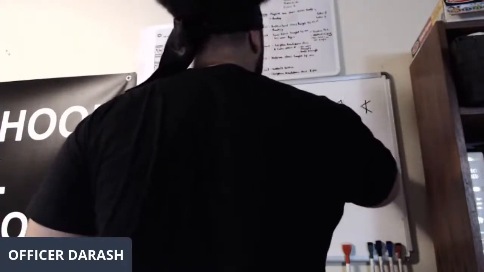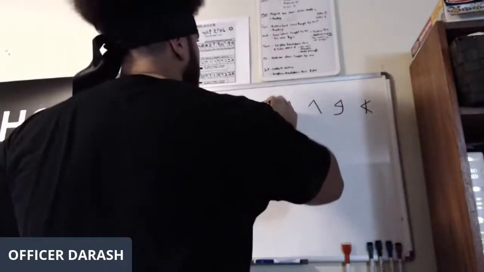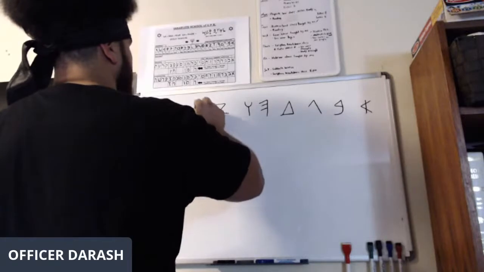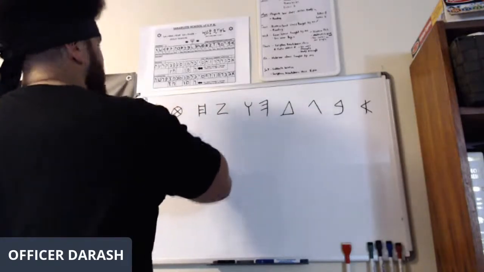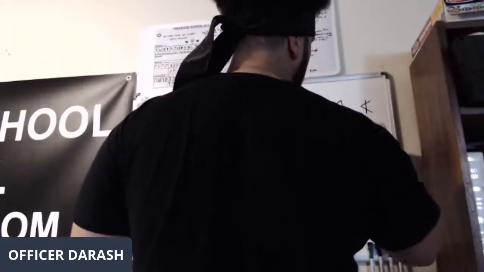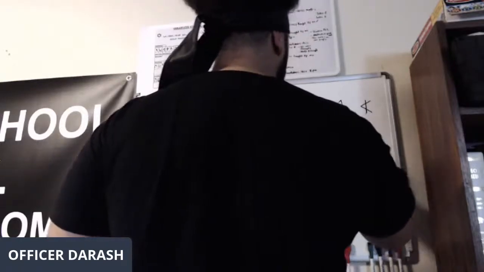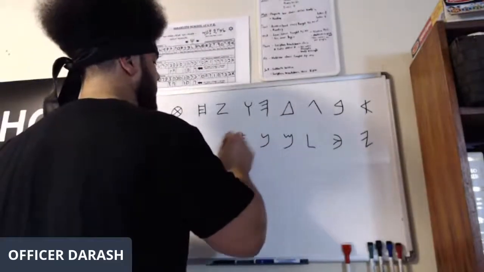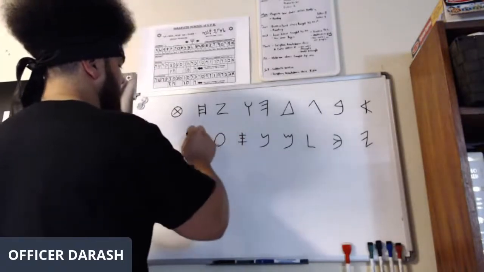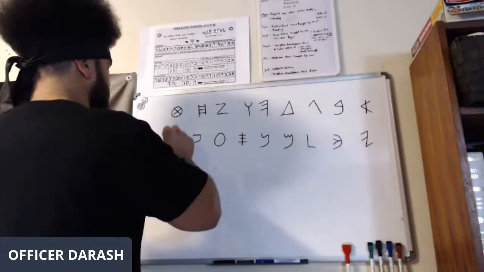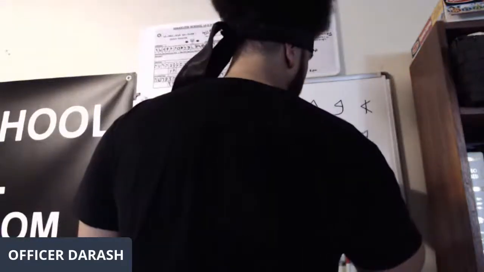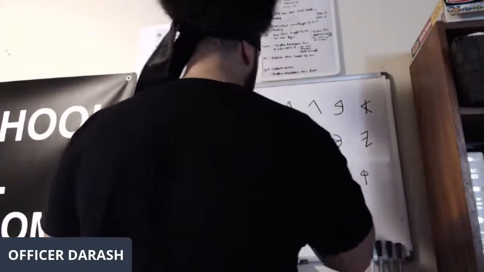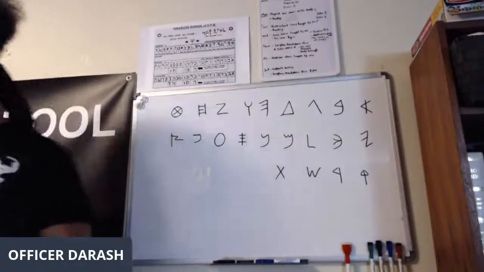Ba, ga, da, wa, za, ka, ta, ya, ka, la, ma, na, sa, I, ha, za, and then wa, ra, sha, da. All right, so we're going to go over the characters, the different characters.